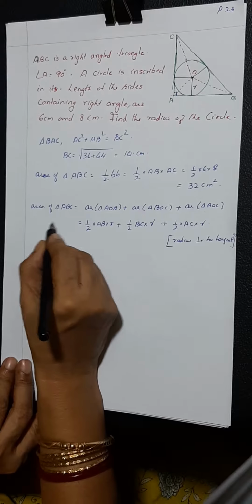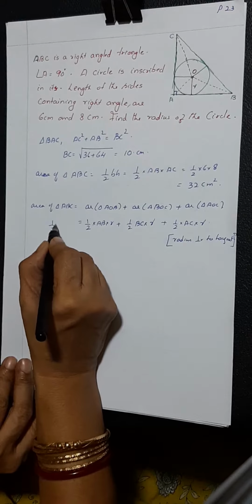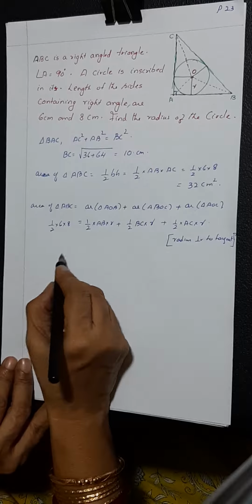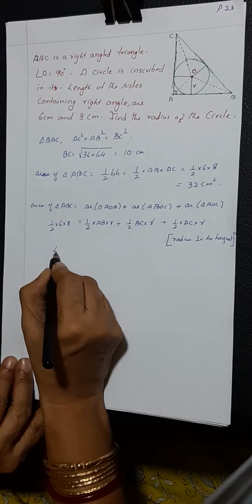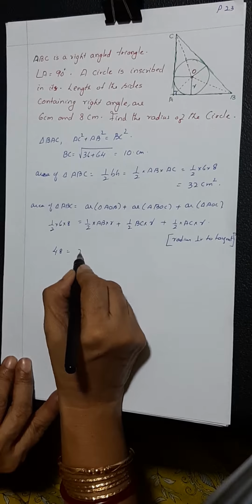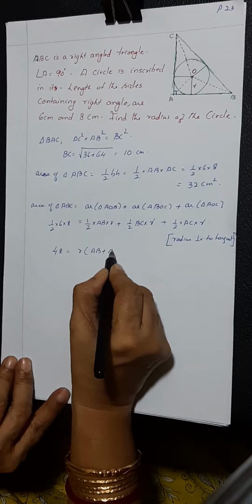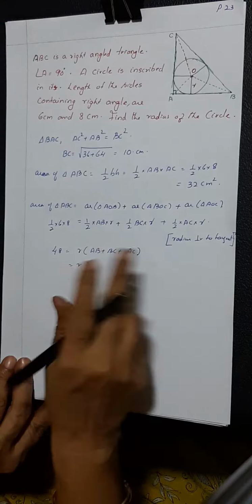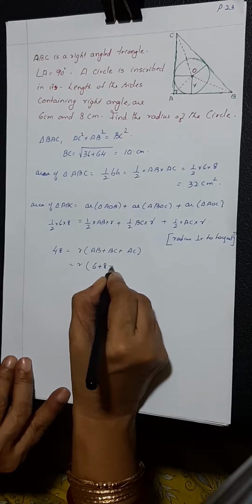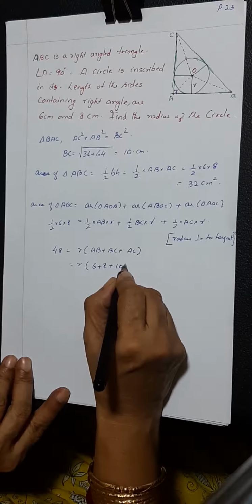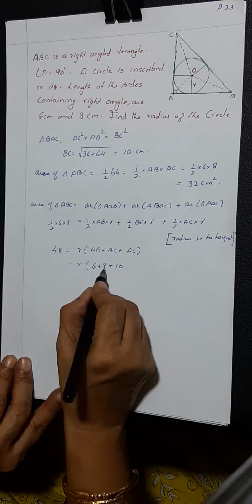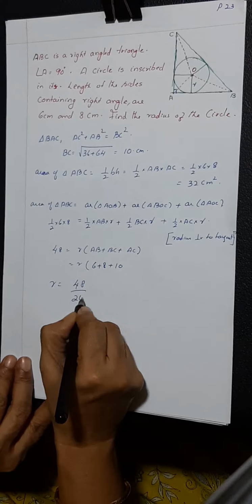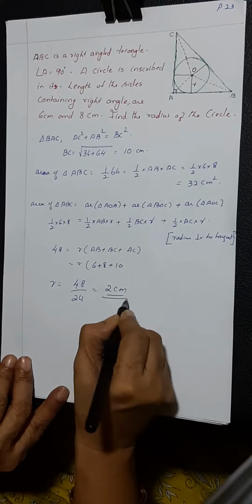So this is equal to, okay, let us write half into 6 into 8 itself. Half will get cut throughout. So we are left with 48 is equal to R into AB plus BC plus AC. Now, all the lengths we know. So 6 plus 8 plus 10, that is 24. Therefore R is equal to 48 by 24, which is equal to 2 centimeters.